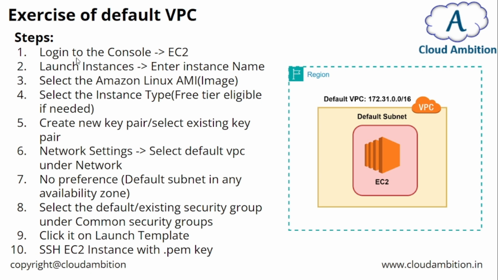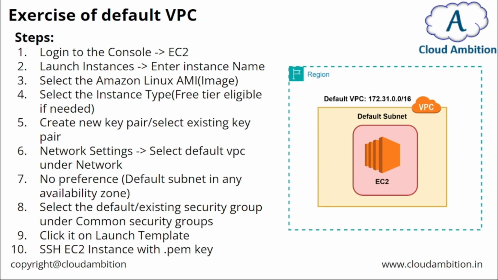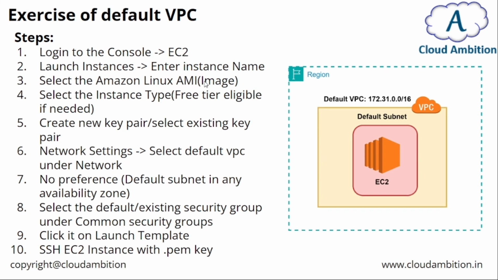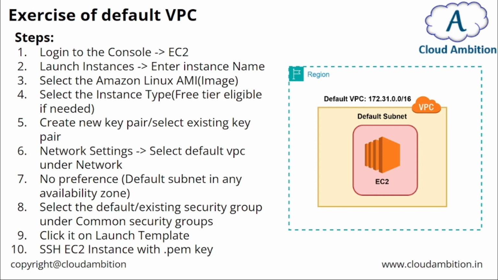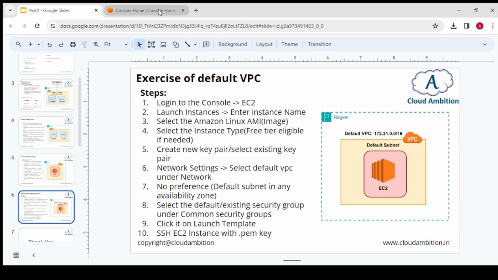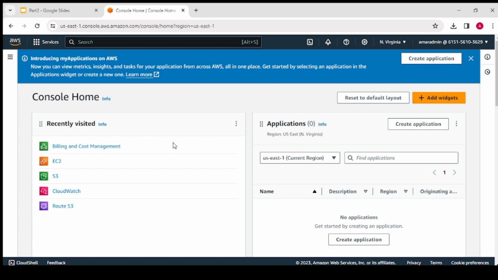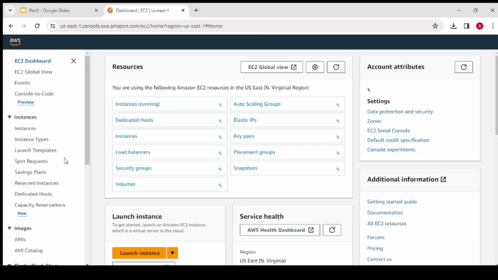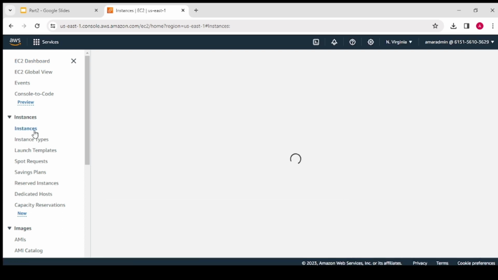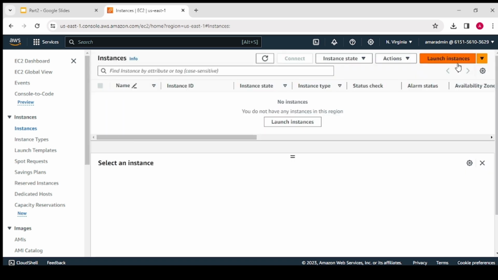I will log into the console, and I will go to EC2. So this is my console. Okay, I'll go to the EC2 instances. Under the instances, I will select launch instances.